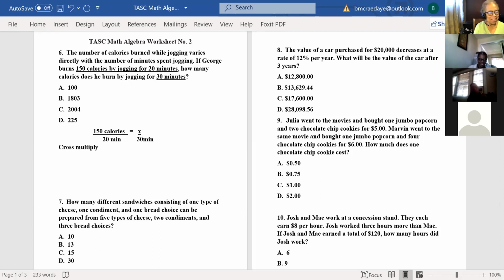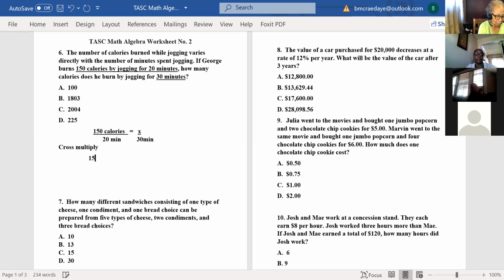Now, I know this is not the way you do it because we do things shortcut, which is great. We can finish things quicker. But let's just go the long way because we're doing it for an audience that may not understand all those shortcuts. So what would we cross multiply? You cross multiply 150 by 30.